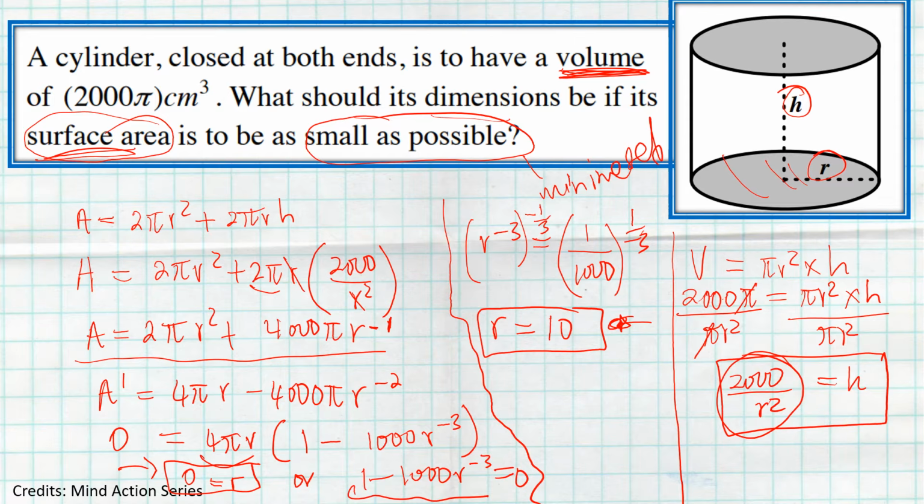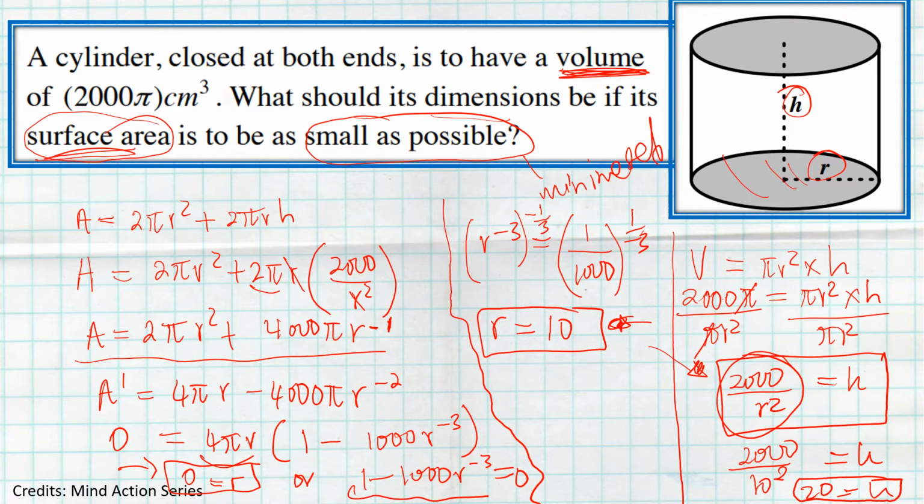They don't only want r, they want all the dimensions, r and h, that will make the surface area as small as possible. So to solve for h, remember we had an equation from the volume. So h is equal to 2000 over r squared. We're just going to replace our r by 10, so it's going to be 10 squared. h is equal to 2000 over 10 squared, which gives us an h equal to 20.